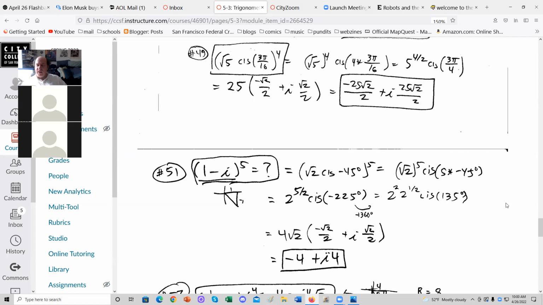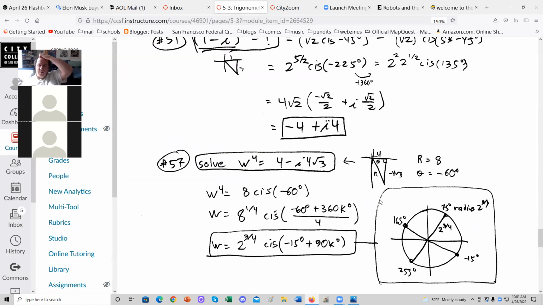And that's in the fourth quadrant, is it? No, it's the second quadrant. Is that right? Yes, it's in the second quadrant. You can easily check that the cosine of 135 is minus root 2 over 2. Sine is root 2 over 2. This will be 4 root 2. After some multiplying, root 2 squareds canceling and so on, you get minus 4 plus i times 4 is this fifth power.